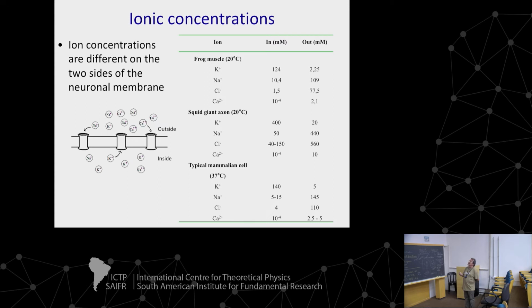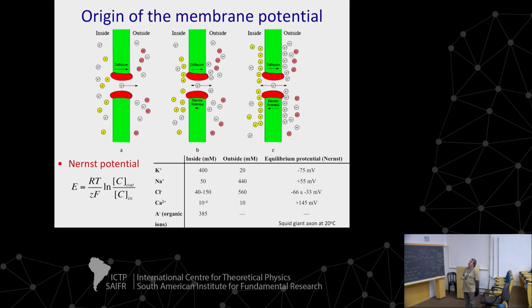Here are some numbers, some figures for the frog muscle, the squid giant axon, and the typical mammalian cell at their respective temperatures. So the membrane separates ions on the two sides, and the concentrations are different. This is the main fact here. So what's the origin of the membrane potential?